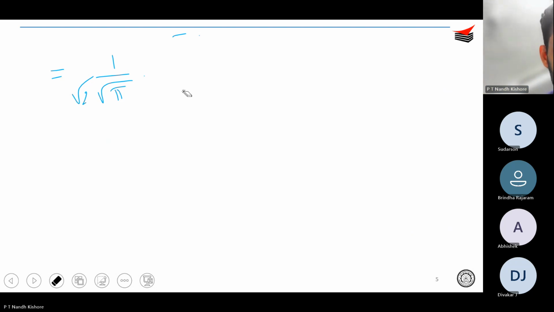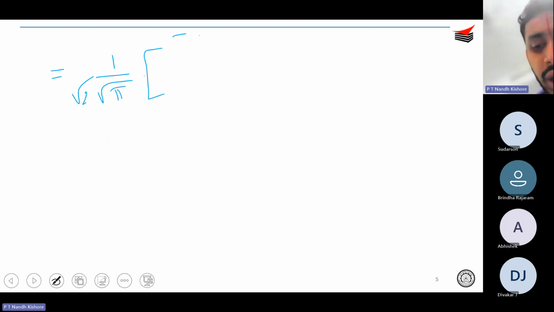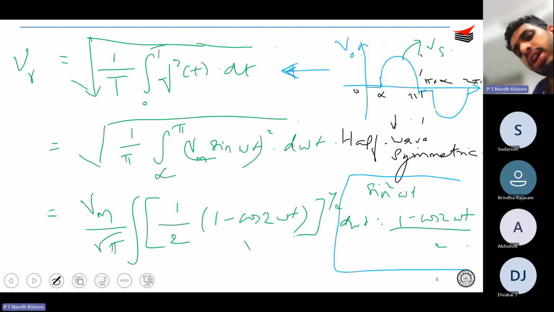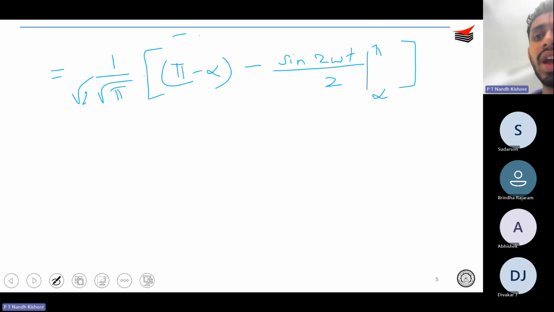So integral d omega t is just omega t. So it's going to be pi minus alpha over here, plus integral cos 2 omega t. So integral cos 2 omega t, as you all know, is sine 2 omega t by 2. Therefore, it's not a plus, it's a minus. So it is going to be minus sine 2 omega t by 2 between alpha to pi, d omega t. Okay, and it is all in square root, right?